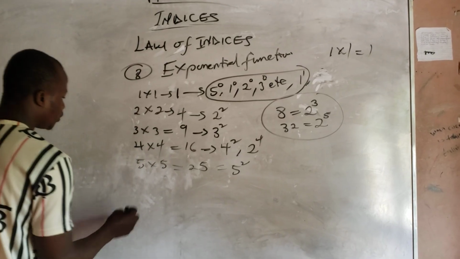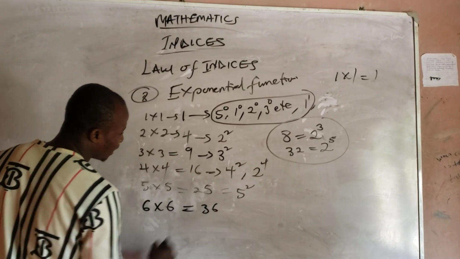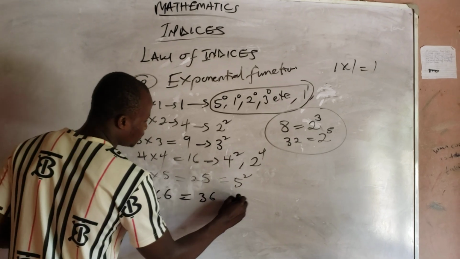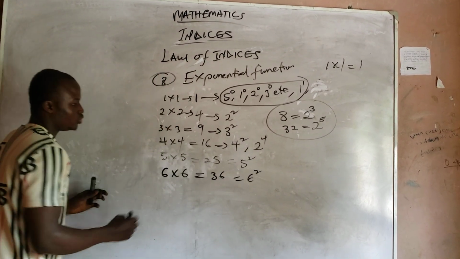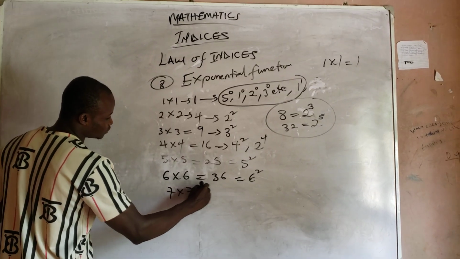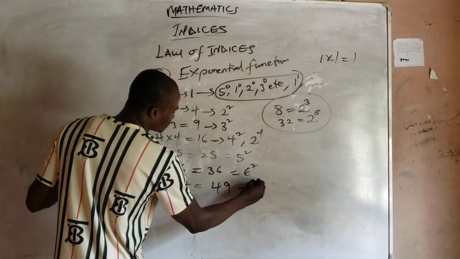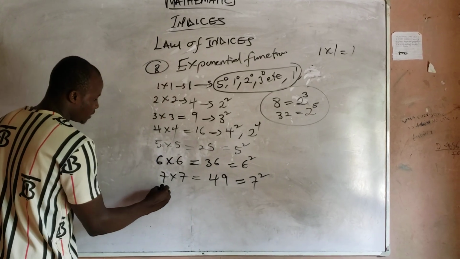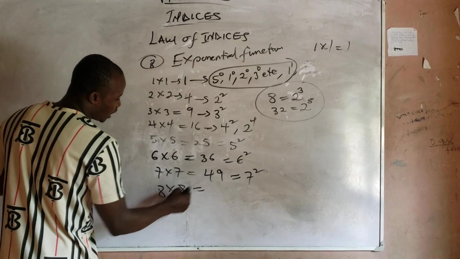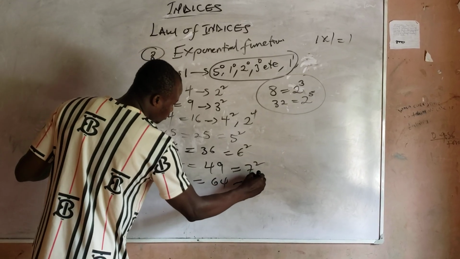Now coming to here, 6 times 6 is what? 36, right? So you have 6 raised to the power of 2. That is the index form of 36. 7 times 7, that is what? 49. So you have 7 raised to the power of 2. The same thing, 8 times 8, you have 64, which is 8 raised to the power of 2.